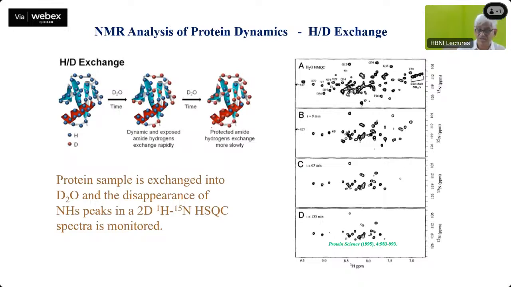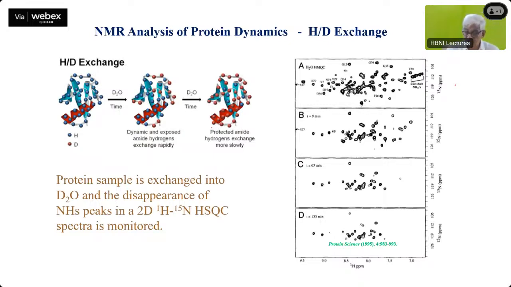So when this happens, what is the consequence of that? If it gets exchanged in D2O, the proton becomes a deuterium. Then if you record an HSQC spectrum, you will not see those peaks. Whichever ones are exchanged, you will not see those peaks.